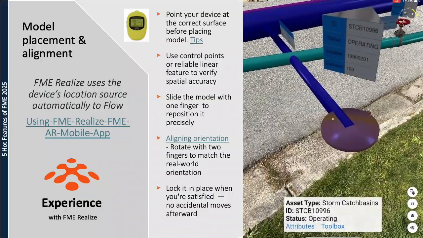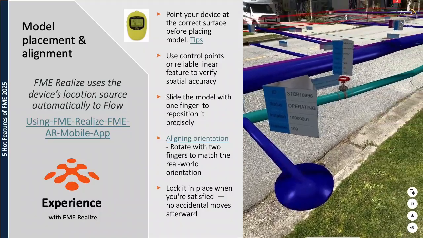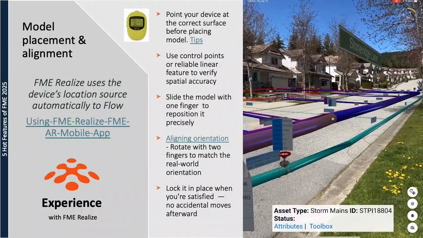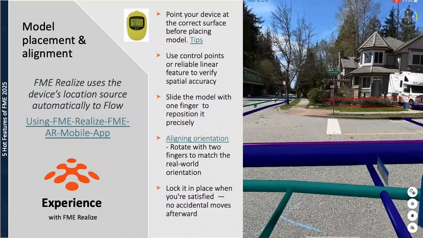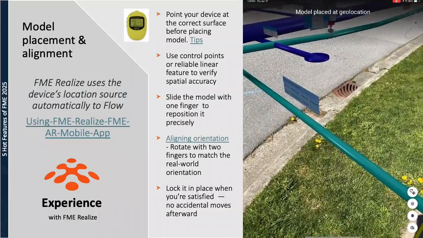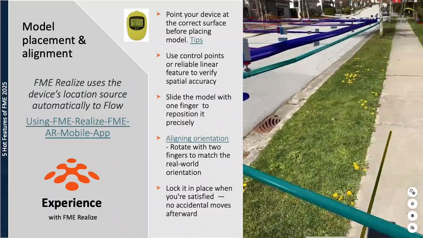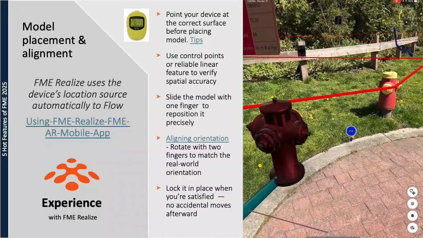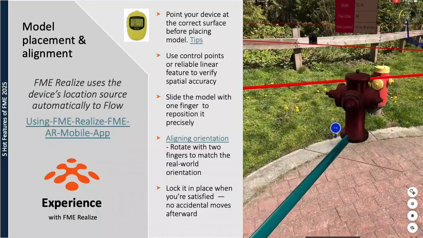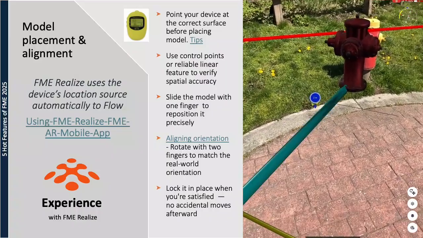You also need to rotate the model, and aligning the model can be a matter of turning it to the north. Maybe you've got a feature that you can align it along, similar to that image you just saw. Once you're satisfied that the model's in the most accurate position and orientated properly, you can lock it in place.